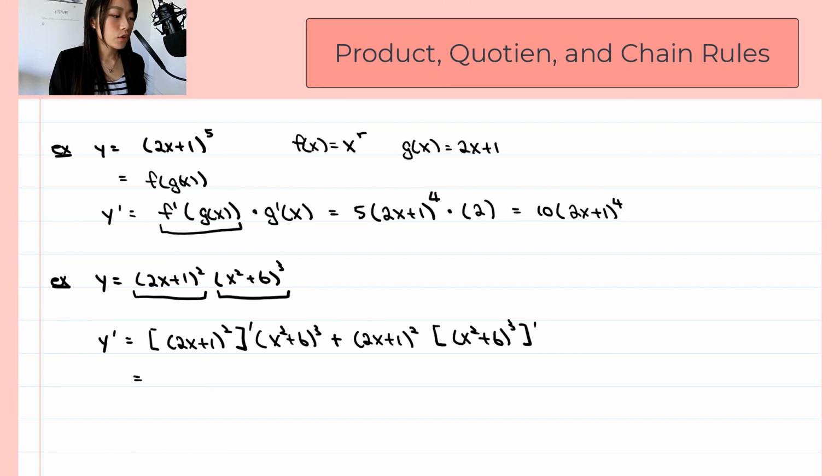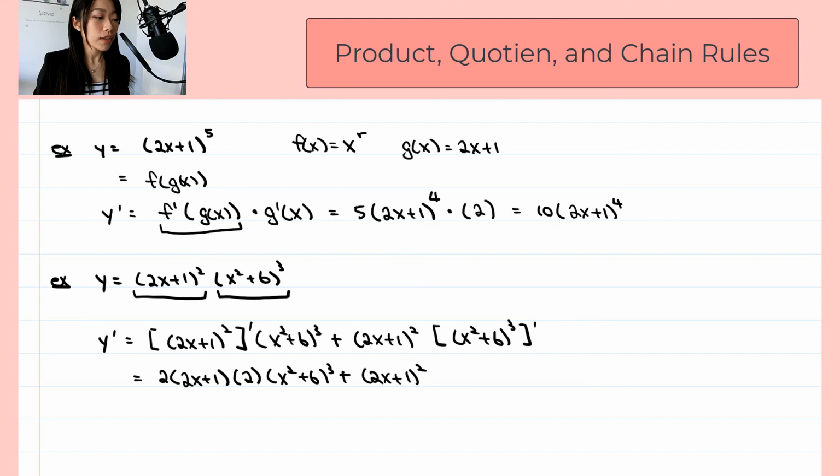For the first function, we have f of x is x to the power of r, and r equals 2. And the inside function is 2x plus 1. So its derivative is 2 times the inside function, 2x plus 1 to the power of 1, times the derivative of 2x plus 1, which is 2. Then we continue the equation times x squared plus 6 cubed plus 2x plus 1 squared.